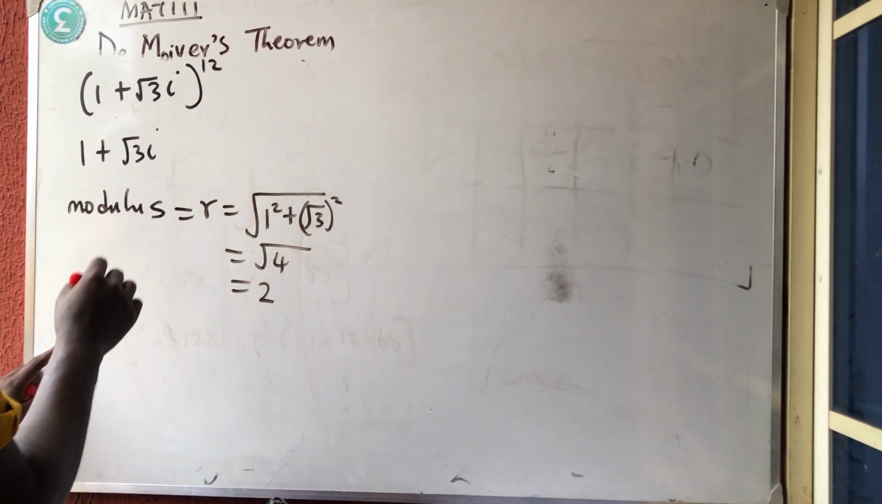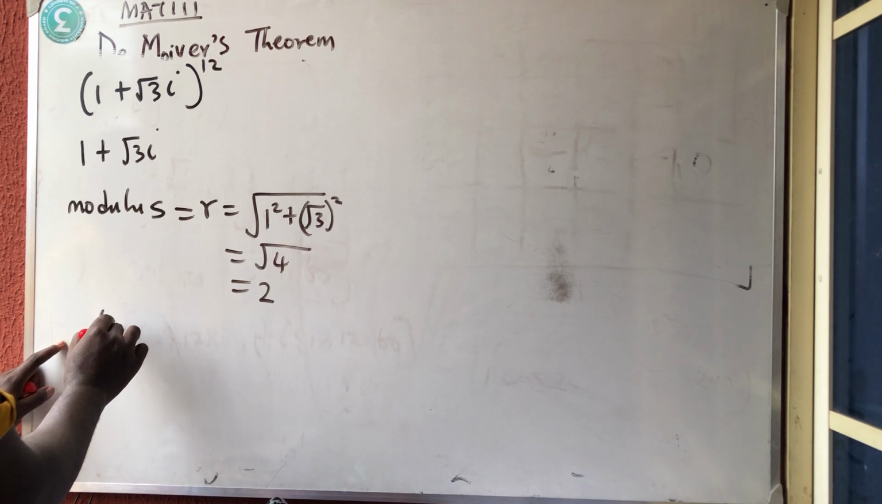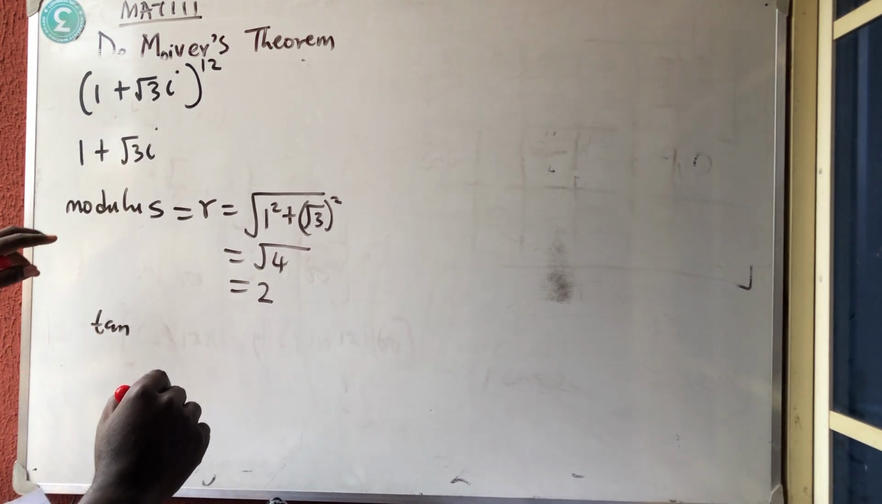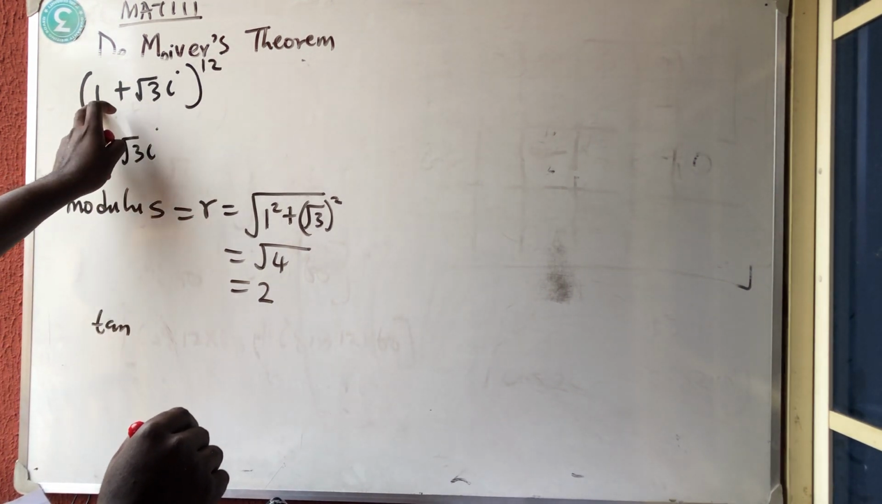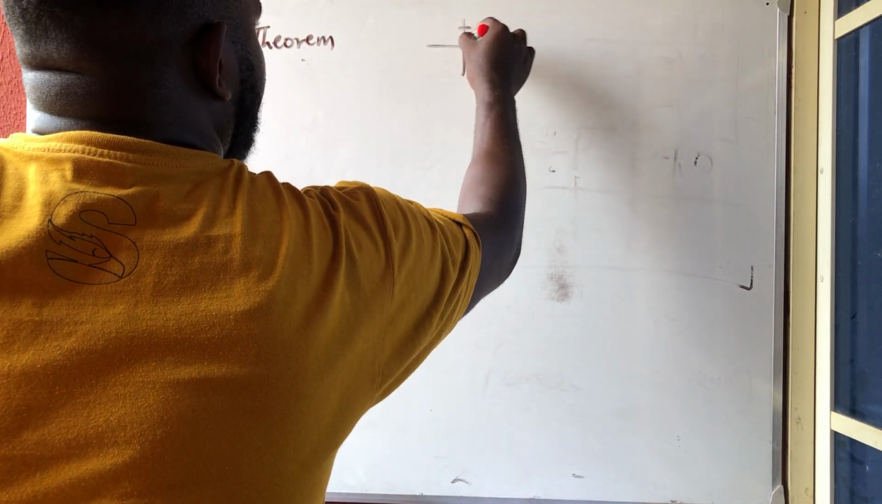Okay, so the next thing we're going to get is our argument. Before getting our argument we need to draw it. In fact, since they are positive, it is first quadrant. But if you have forgotten, draw it. This is positive and positive, first quadrant.